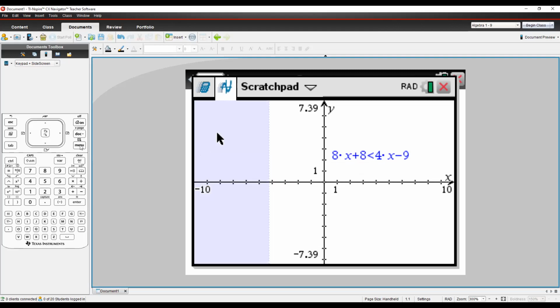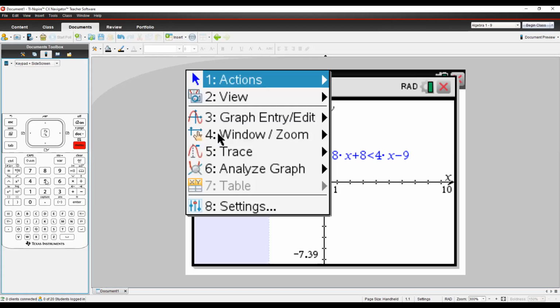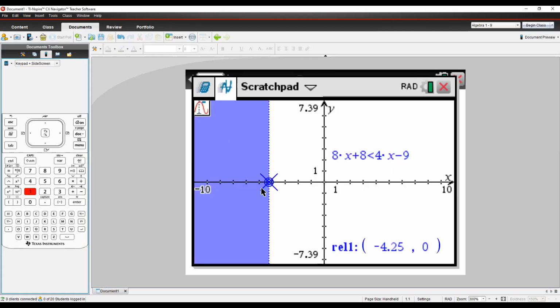Now, to find where the inequality starts, you will do something called menu 51. Menu 51 is going to take you to the boundary where it starts. You can see that the x coordinate is negative 4.25. Once you've got that, you're almost done. The shaded part represents the solutions. So any number to the left, any number that's less than negative 4.25, is in the solution set.